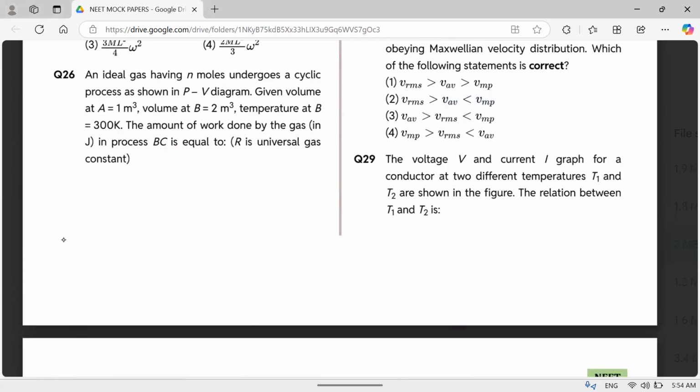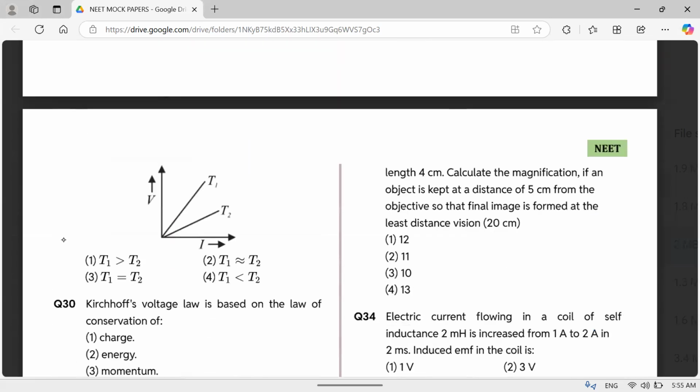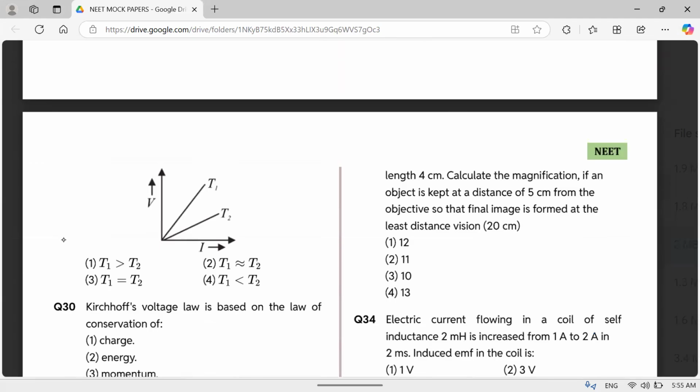The voltage and current graph for a conductor at two different temperatures T1 and T2 are shown in the figure. The relation between T1 and T2 will be equal to how much? It will depend upon the slope now, beta. So what temperature will be more? This is having theta 1 and this one is having theta 2. So slope of the V-I curve at any part will be equal to how much, beta? Resistance. V is equal to I into R, so V by I will be equal to R, and tan theta will be equal to R. So if theta 1 is greater than theta 2, then tan theta 1 is greater than tan theta 2. Obviously theta 1 the temperature is T1. So T1 will be greater than T2. First option.